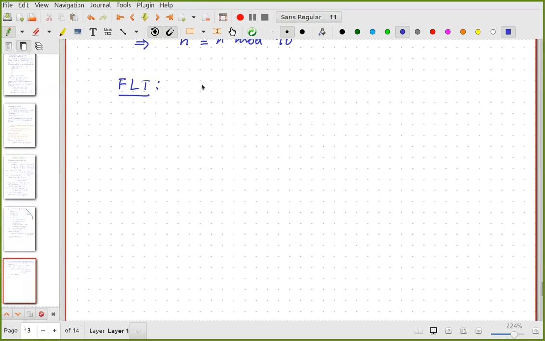So what is Fermat's last theorem? Of course, a very celebrated theorem, and it's now actually a theorem. So it says that for n greater than or equal to 3, it was conjectured by Fermat a long time back and solved essentially recently, around the end of last century.